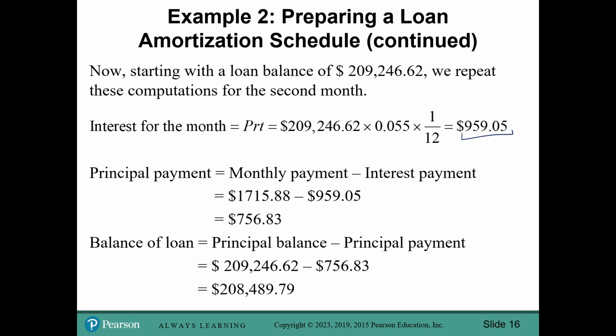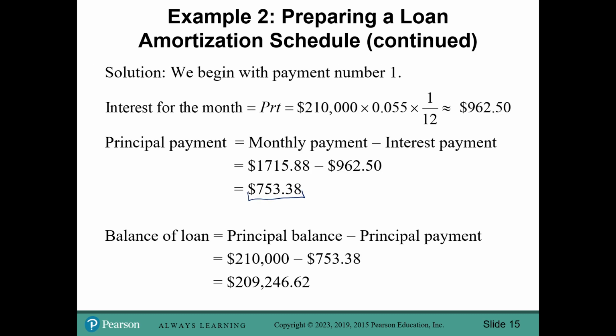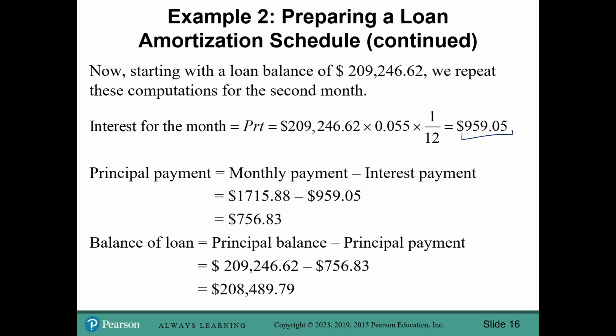Now, if I compare that to our first month payment, you could tell the interest for the first month was $962.50, and it has now dropped to $959.05. So it's going to drop each month. The interest that you're paying on this loan is going to drop each month because the amount that you're paying interest on is dropping each month.